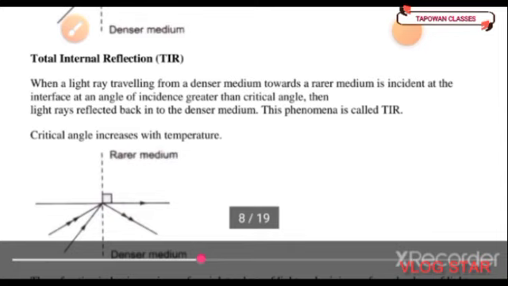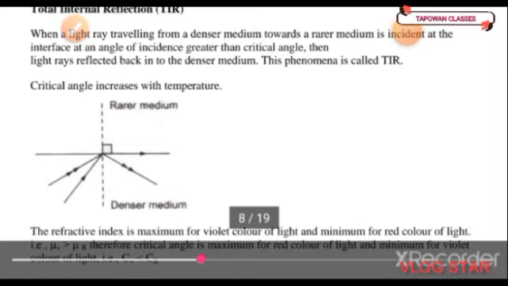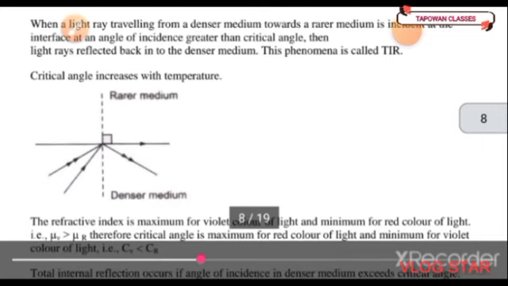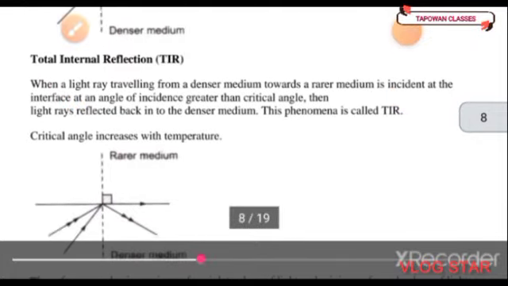Now the term is TIR. What is it? It is total internal reflection. How can we understand it? Whenever light is traveling from the denser medium towards the rarer medium and is incident on the interface at an angle of incidence greater than the critical angle, then the light rays are reflected back into the denser medium, and this phenomenon is called TIR. That is what is meant by total internal reflection.